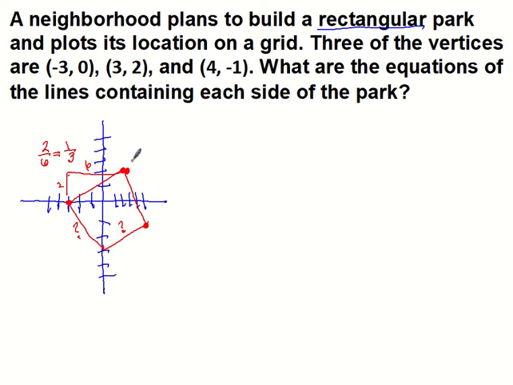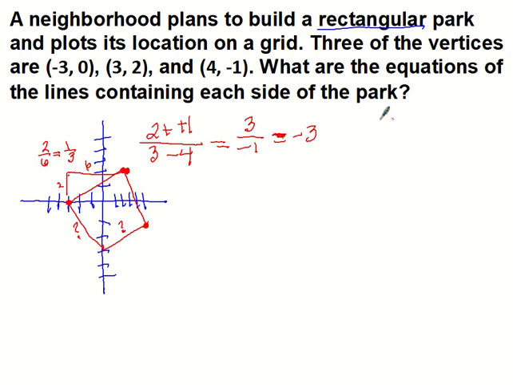Now if it's difficult to count, we can always subtract. So I could go 2 minus -1, so that's going to be this one here, over 3 minus 4. I'm going to get 3 over -1, which I can then just write as -3. Okay.